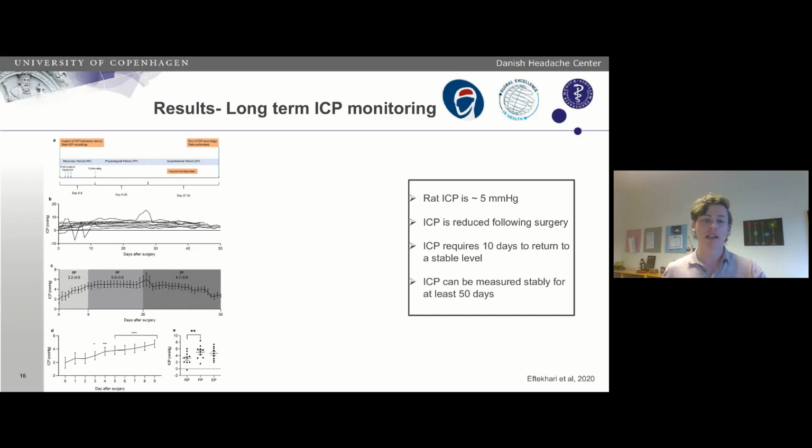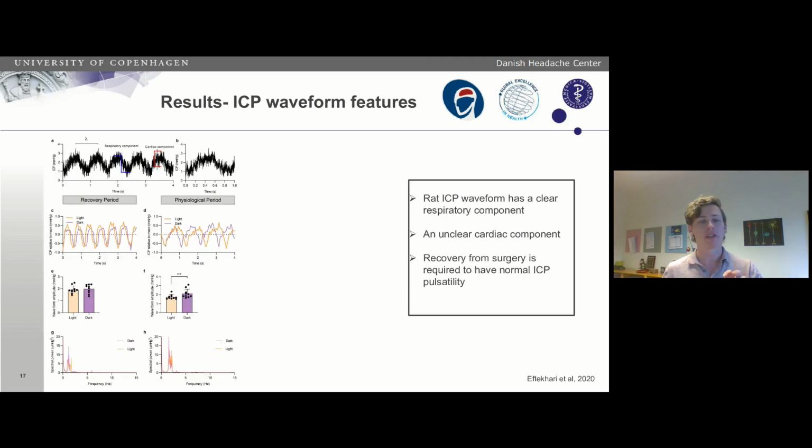So this is looking at intracranial pressure as a value, but there's more to intracranial pressure than just the absolute value. So here, I'm going to talk to you about ICP waveform features. If you look at panel A, you can see a typical rat ICP waveform. There's a clear respiratory component here, which happens about once per second. And there is also a noise on this. This is the cardiac component. However, this is unclear, which is quite different to a human intracranial pressure waveform. But I'll discuss this a little bit later.